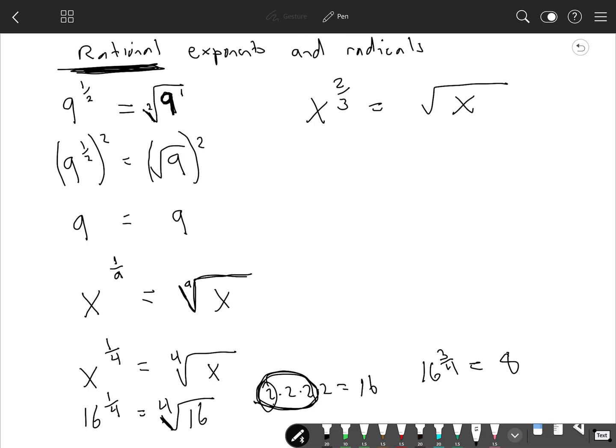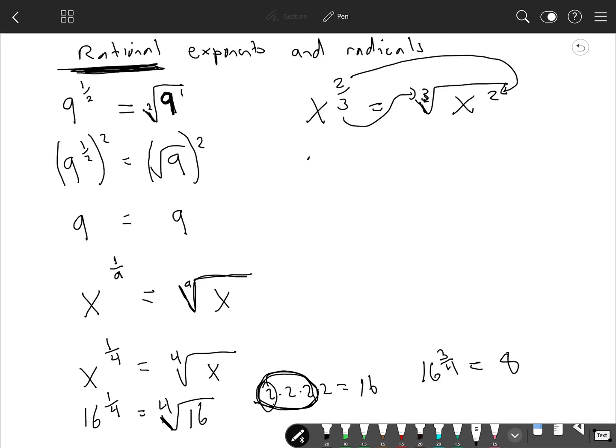So we put an x here. What goes out right in the index here? What's the root? It's the cube root, so you put cube root right there and squared there. So the 2, the numerator, becomes the exponent. The denominator becomes the root.